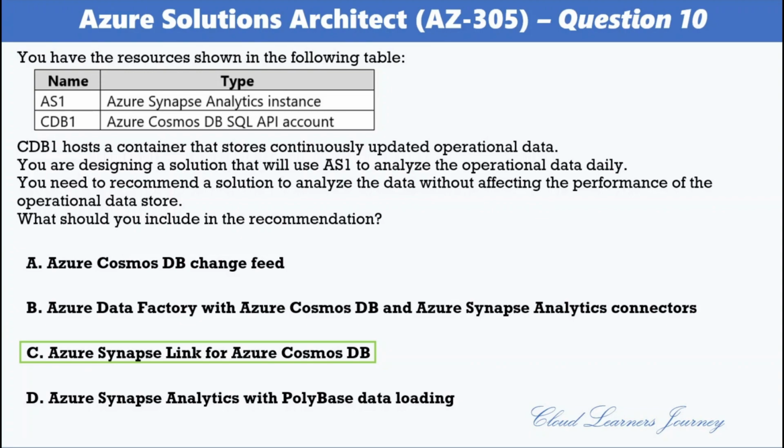Azure Synapse Link for Azure Cosmos DB creates a tight integration between Azure Cosmos DB and Azure Synapse Analytics. It enables customers to run near real-time analytics over their operational data with full performance isolation from their transactional workloads and without an ETL pipeline.